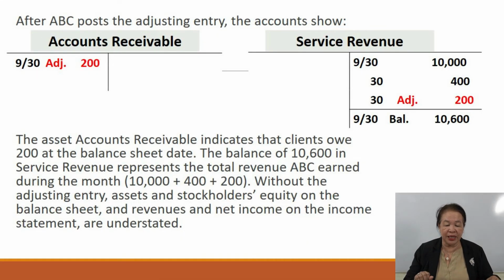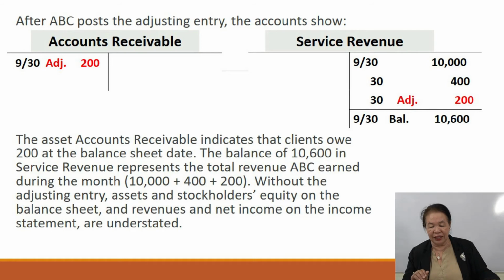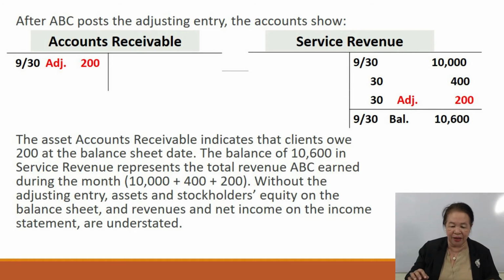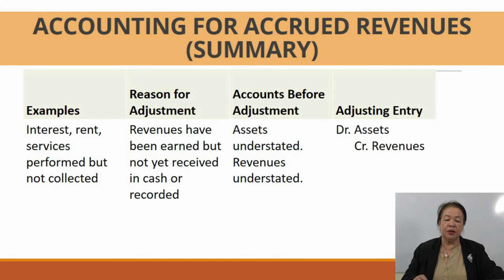After ABC posts the adjusting entry, the account shows the accounts receivable increased, and the service revenue also increased by 200. So that's the effect. Okay, so that is accounting for accrued revenues. So why do we account for the accrued revenues? And this is where we report them in our adjusting entries.